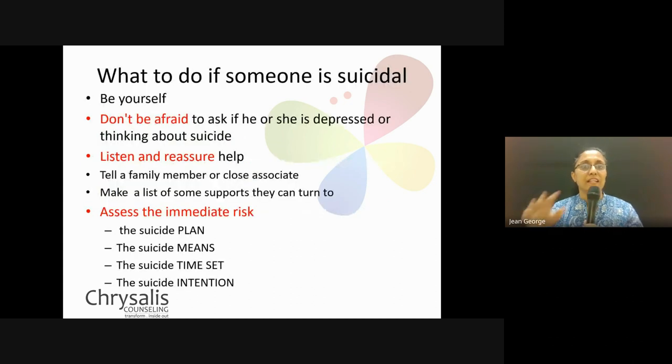So in short, what do we do if someone is suicidal? Be yourself. Don't be afraid to ask if they are depressed or thinking about suicide. Listen, reassure, help. Tell a family member or some close associate. Make a list of supports they can turn to. Ask them, if you feel like this, who are three people you can get support and help from? And lastly, assess their immediate plan.